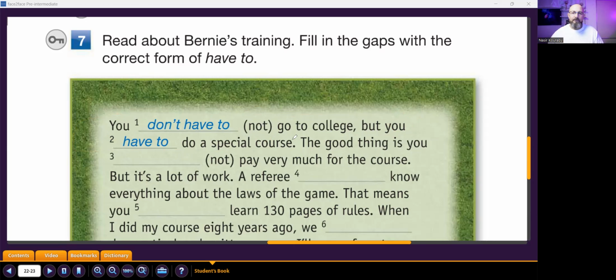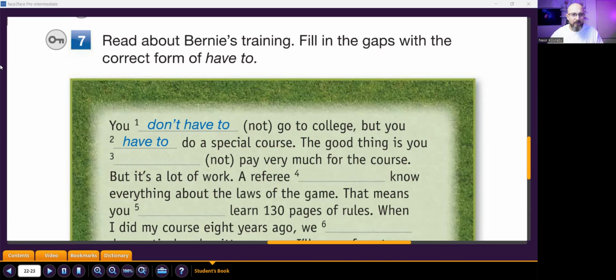Okay, let's do number 3. The good thing is you pay very much for the course. Okay, so from the beginning of the sentence to the end, is there any word tells you about the past? Any sign about the past? No. So this is general. That means the good thing is you pay. You, present, means have to. Negative, don't have to. You don't have to pay very much for the course.